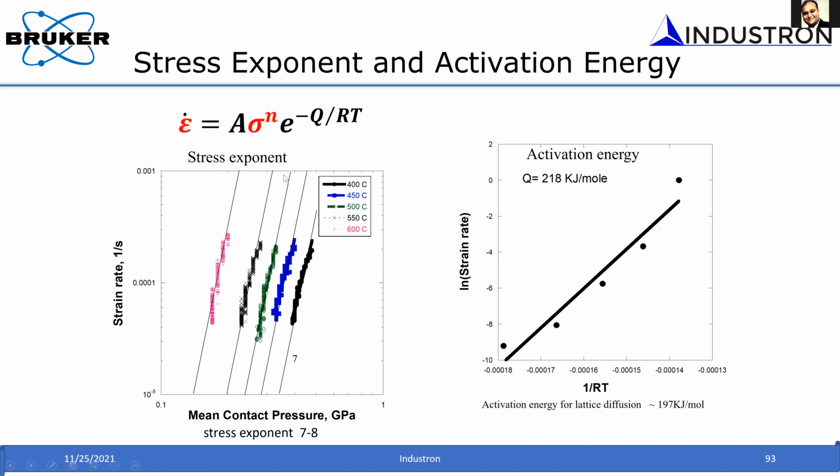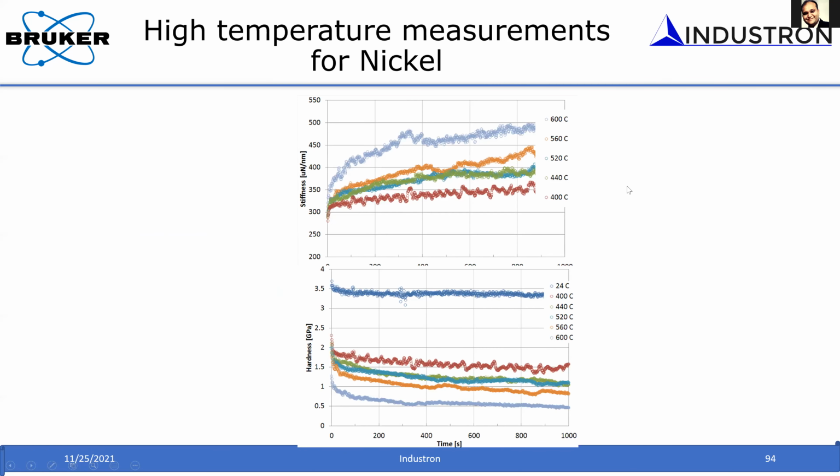This is particularly for copper, and it matches with the activation energy for lattice diffusion, which is about 197 kilojoules per mole for copper. And we repeated this for different materials. For nickel, it also matches with a similar measurement technique, where you measure the strain rate as a function of stress. And then at the constant stress, you can plot strain rate versus 1 by RT. The slope will give you the activation energy.